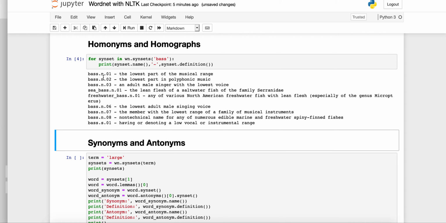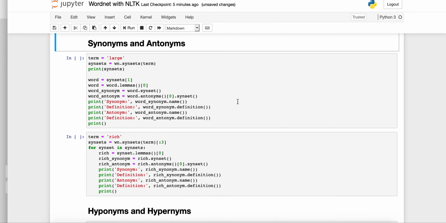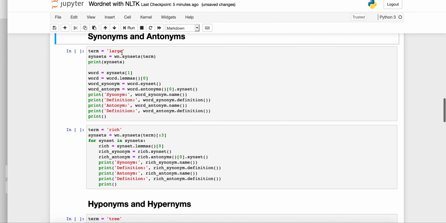And we can look for the word, the part of speech, and the definitions to help us identify words that are similar or different. We can also look for synonyms and antonyms. In this case, I've chosen the word large as the term. So a synonym would be big, and an antonym would be small.